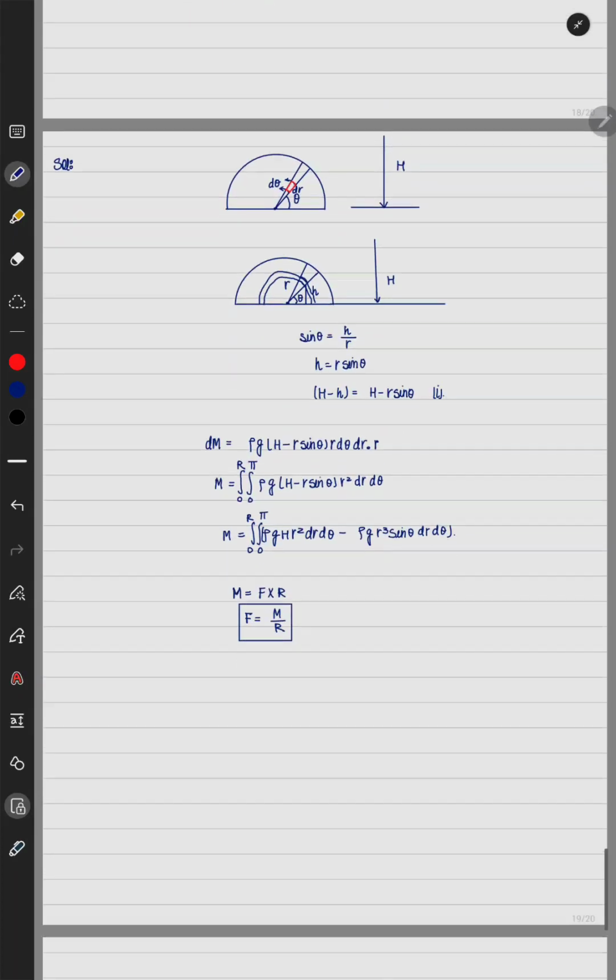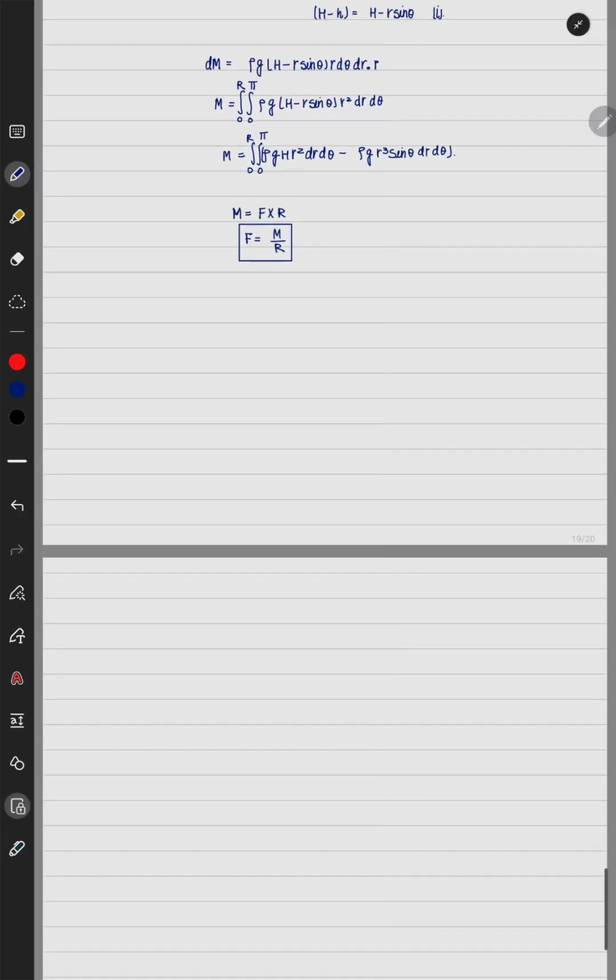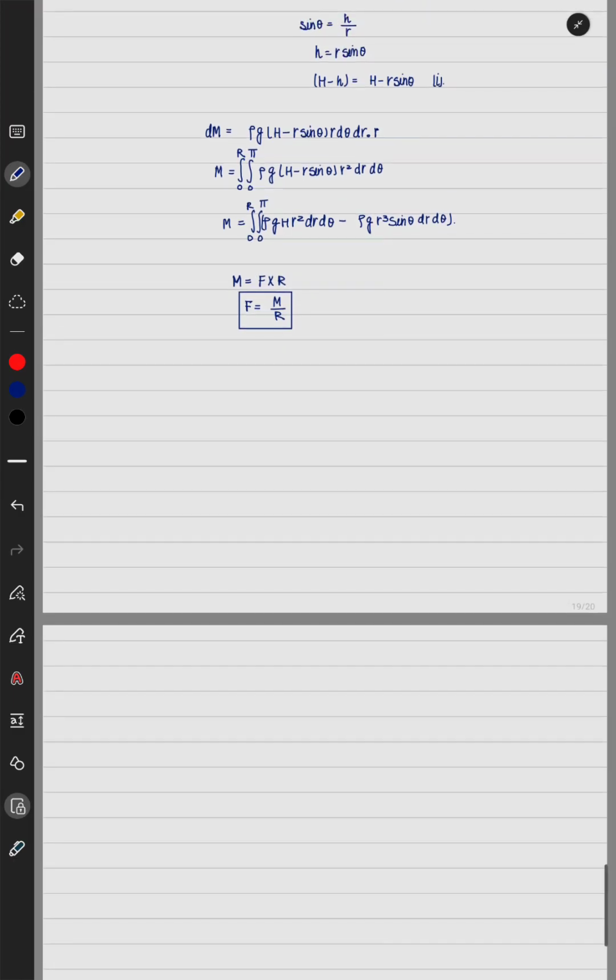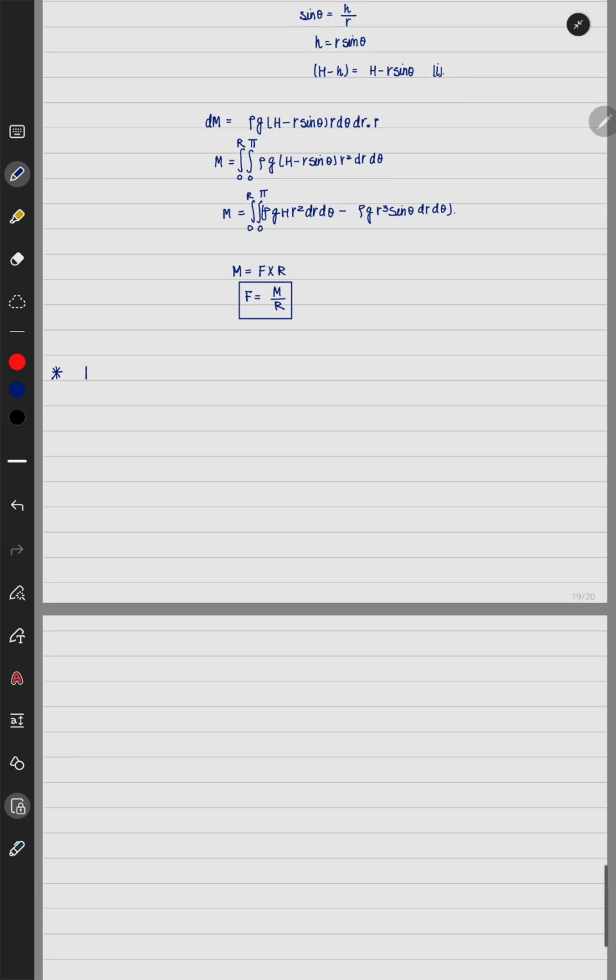Okay, so the opposing forces will balance the moment about the axis. Okay, now moving on to the next topic, in which we want to discuss the force on curved surface.